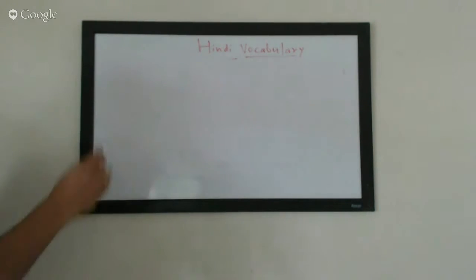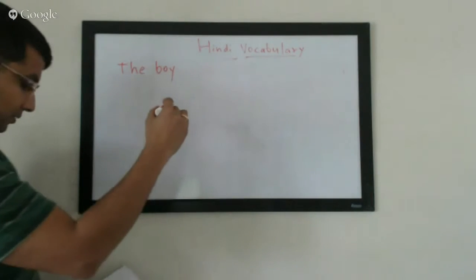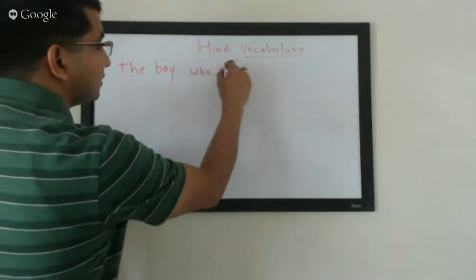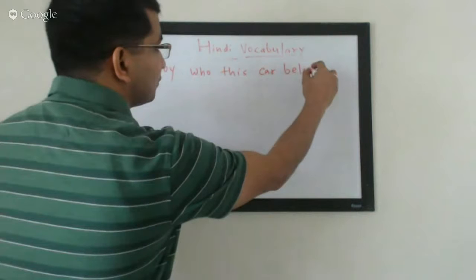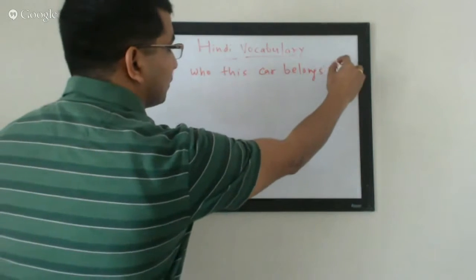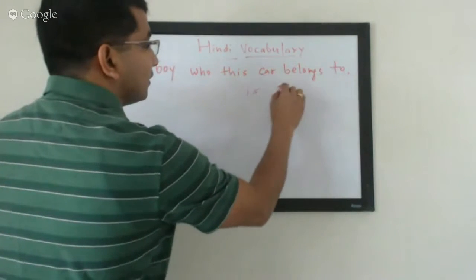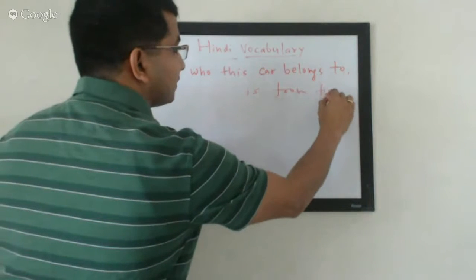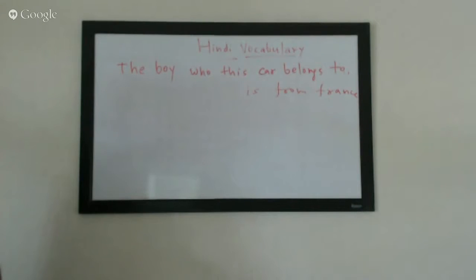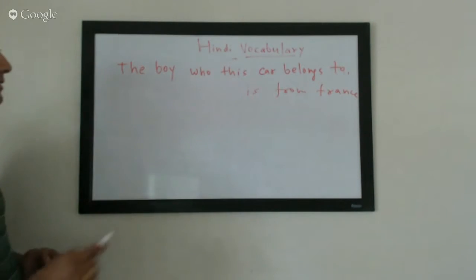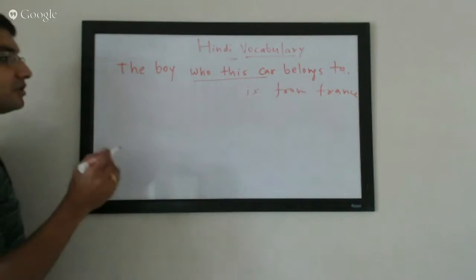So another example I'll take is like: the boy who this car belongs to is from France. Okay. Who this car belongs to is from France. So let's just take this part of the sentence. Okay. Who this car belongs to?